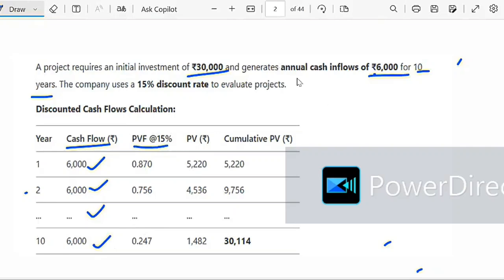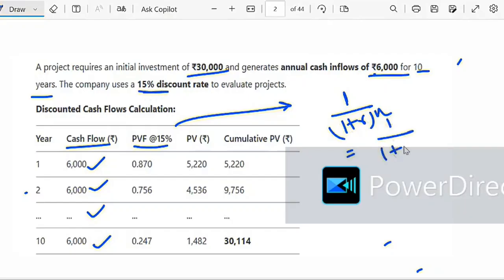Then we have the present value factor. You know what is present value factor? It is nothing but 1 upon (1 plus r) whole to the power n. So what is r here? R is the discounting factor. So 1 upon 1 plus 0.15. And what is n? For the first year n is equal to 1, for the second year n is equal to 2, for the third year n is equal to 3. That's why you see this value.